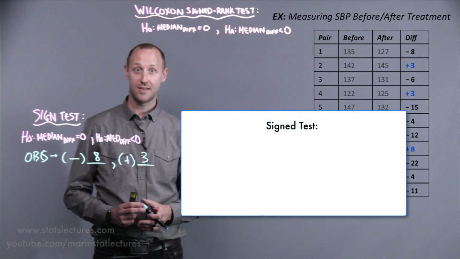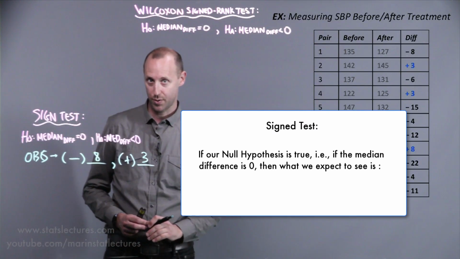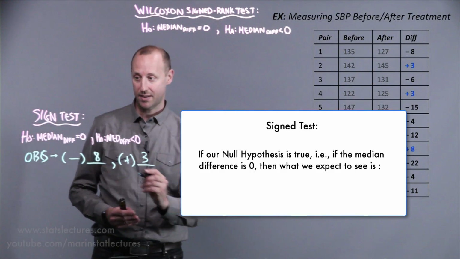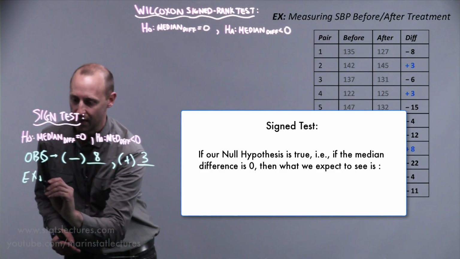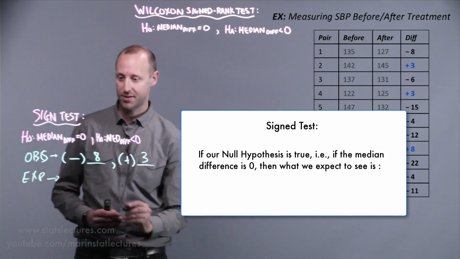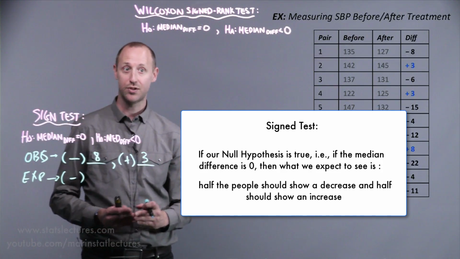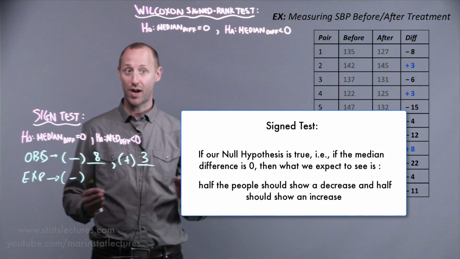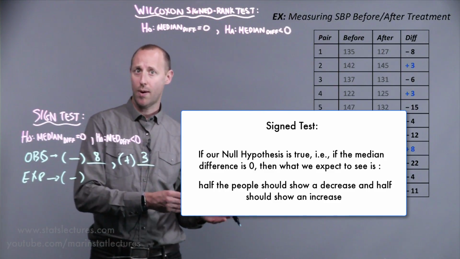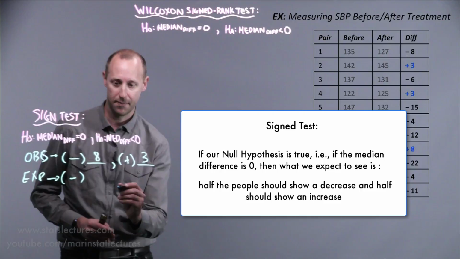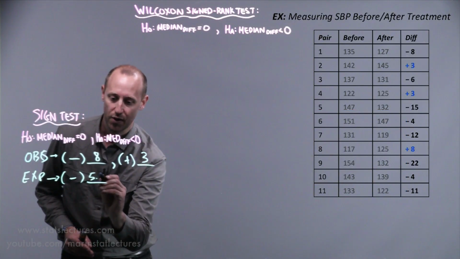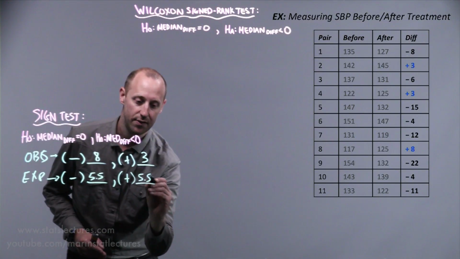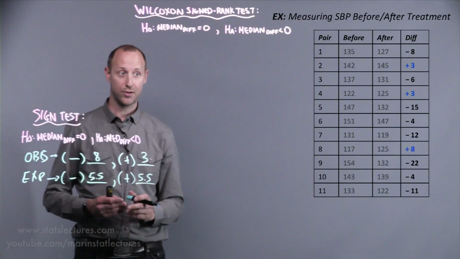Now what the sign test does, it says if our null hypothesis is true, if the median change or the median difference should be 0, then what we'd expect to see is that half of the people should show a decrease, half should show an increase. If there's, in theory, no difference between before and after, we'd expect to see some people go up, some go down, and it to be about a 50-50 split. So we'd expect, out of our 11, 5.5 to show a decrease, and 5.5 to show an increase after treatment.